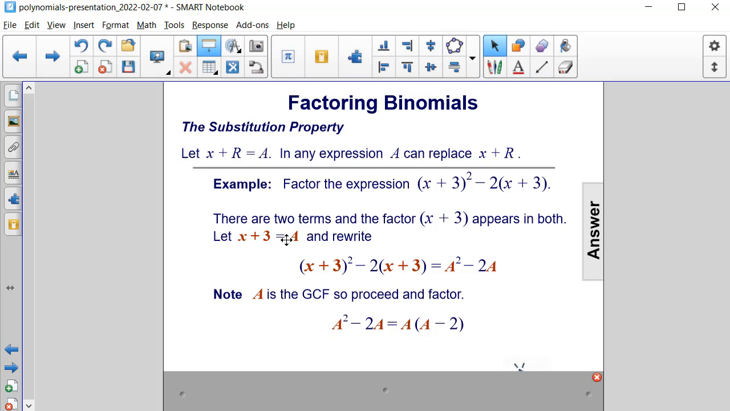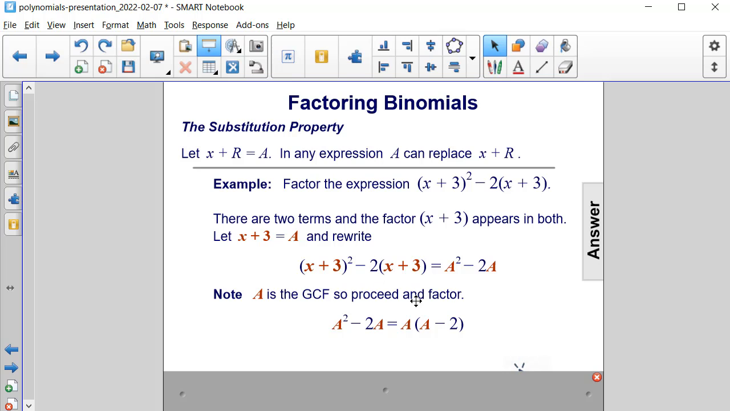So let's let capital A be equal to x plus 3. Then we can rewrite our expression as (x plus 3) squared minus 2 times (x plus 3). That is equal to A squared minus 2A. Notice you can clearly see that there is at least one A in both of these terms, so let's factor it out. And when we do that, we are left with A times (A minus 2).